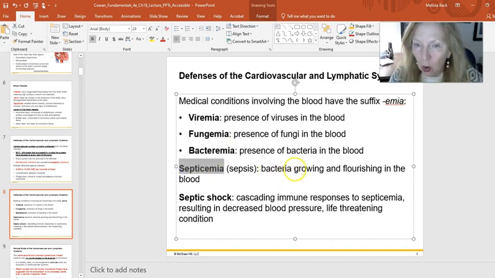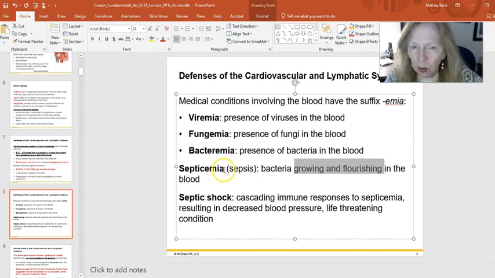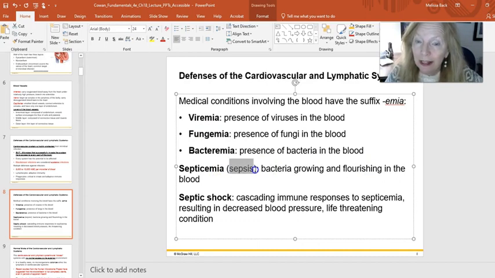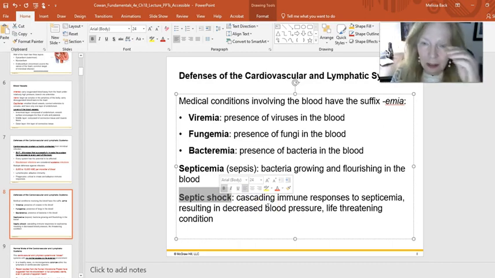Septicemia is when they are growing and flourishing, and it's not just bacteria. Septicemia can sometimes be because of fungi as well. So that is what septicemia means, and people refer to this as being septic or having sepsis. If it is serious enough, if the body is not responding as it should and you're not getting the treatment that we know we can control this with, then this can end up leading to septic shock, which is going to be a rapid cascade event that can lead to death.